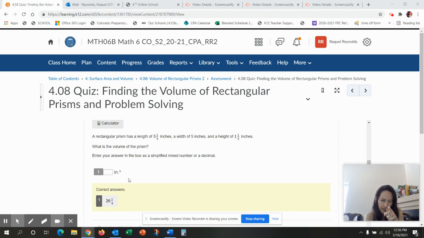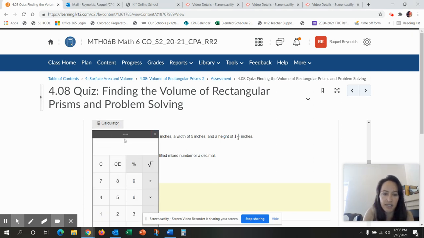Notice how it says enter your answer in the box as a simplified mixed number or a decimal. How exciting! So you guys know what 3.5 is as a decimal. I know you know it because all of you have said it in chat. You guys have chimed in on the board. 3.5 is 3.5. So here we go. Let's just use it as a decimal.